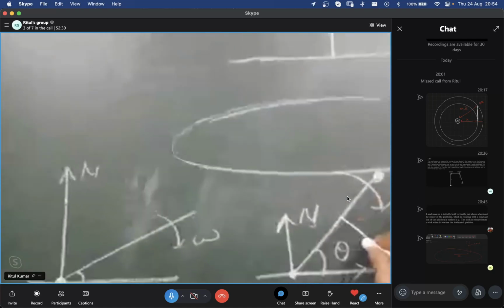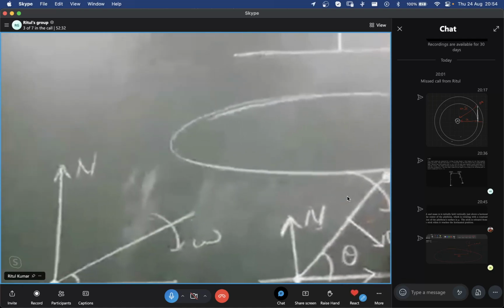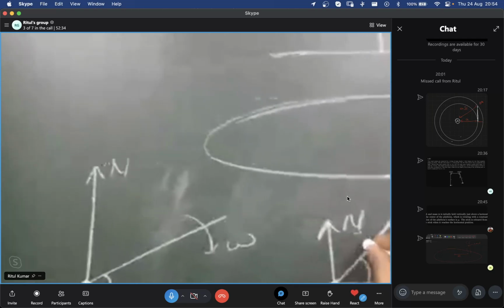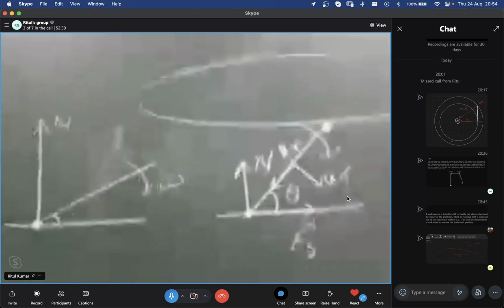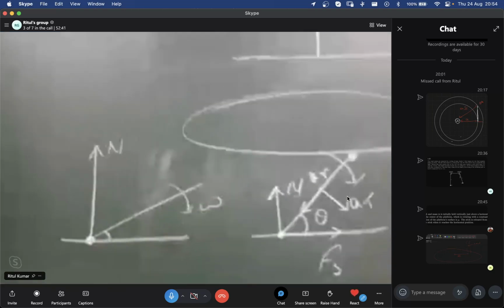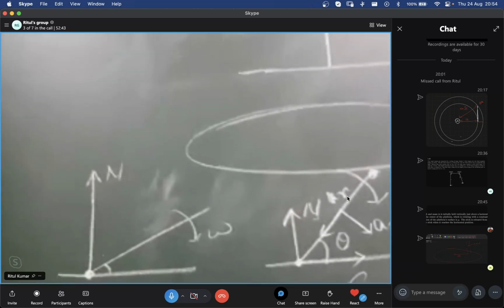The acceleration over here will be in this direction, that will be AT, and the acceleration will also be in this direction, AR, as omega is changing. So we write Newton's law of motion.